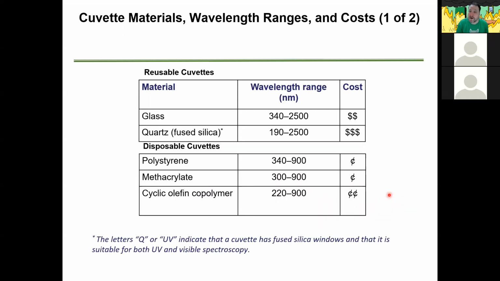So the materials for our reusable cuvettes are either going to be glass or they're going to be quartz fused silica. The wavelength range for glass is going to be from the infrared all the way up to about 340.